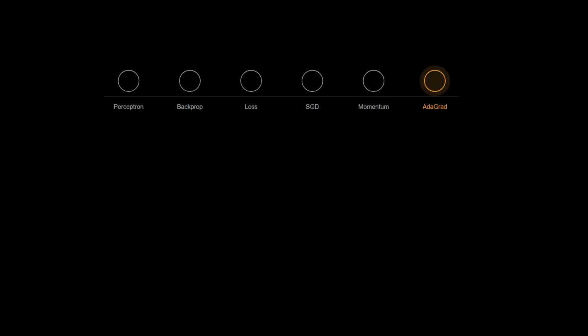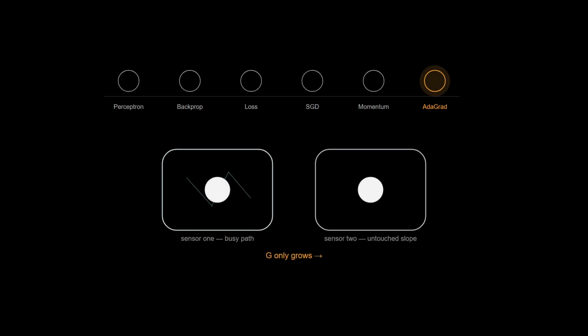Momentum fixed direction, but left every parameter sharing one step size. AdaGrad gives every parameter its own step, earned from its own history. The rare critical signal finally gets the response it deserves, but the ground only ever hardens, never softens. That is the same mechanism, cutting both ways.